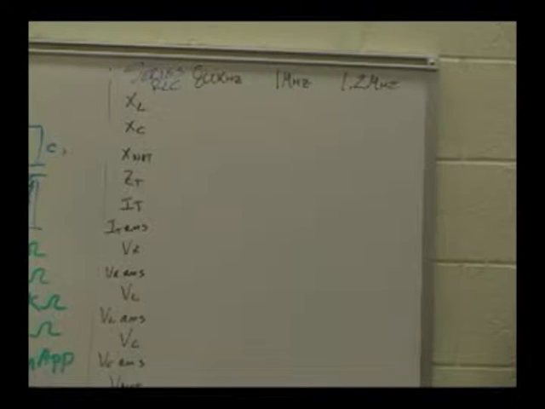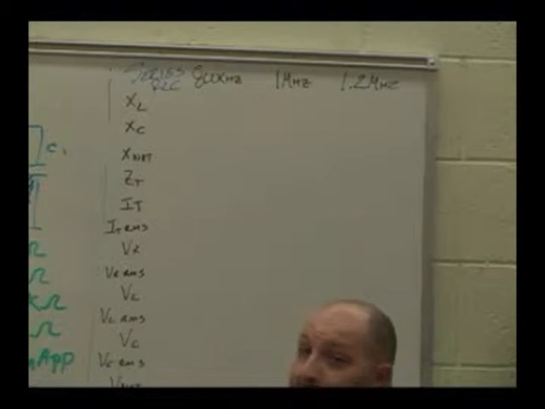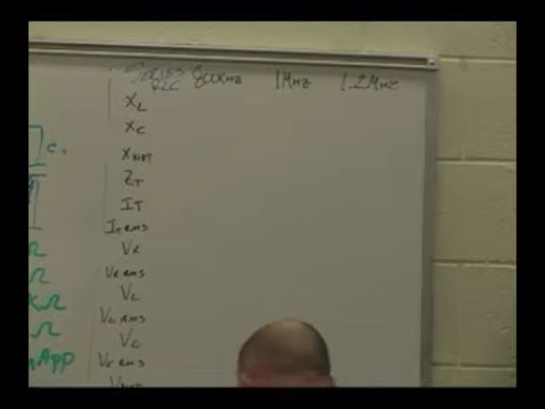How do we find it? 1 over 2 pi times the square root of LC. Well, there's L, there's C. L is 239 micro, C is 106 pico. Plug that into the formula. Resonant frequency is what? It's like 999.99 kHz, basically 1 megahertz, isn't it?